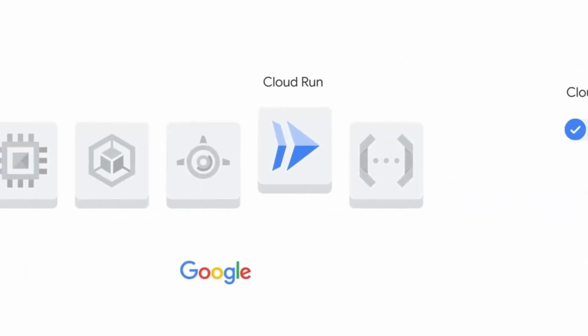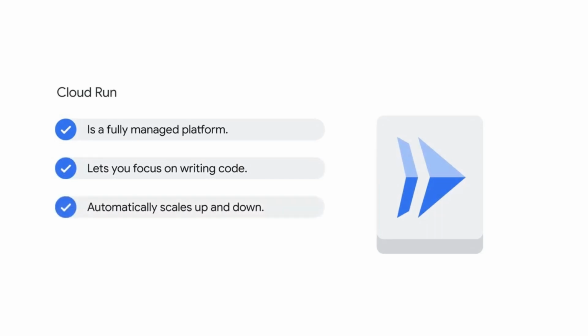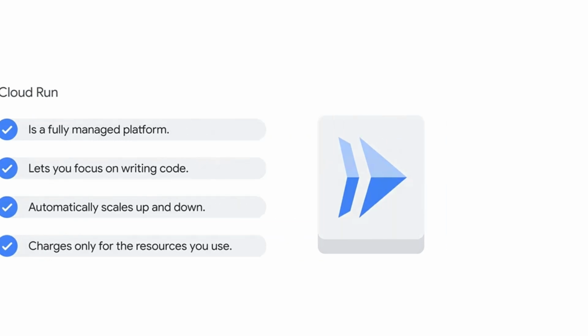Then there is Cloud Run, a fully managed compute platform that enables you to run requests or event-driven stateless workloads without having to worry about servers. It abstracts away all infrastructure management so you can focus on writing code, and it automatically scales up and down from 0 so you never have to worry about scale configuration. Cloud Run charges you only for the resources you use, so you never pay for over-provisioned resources.